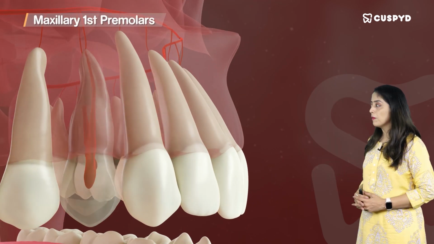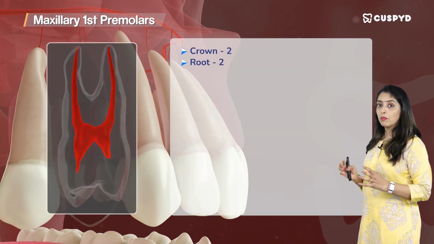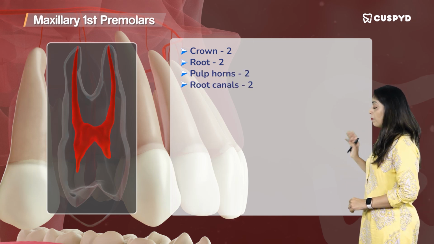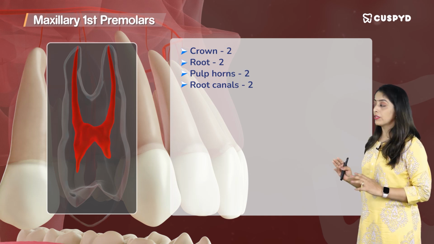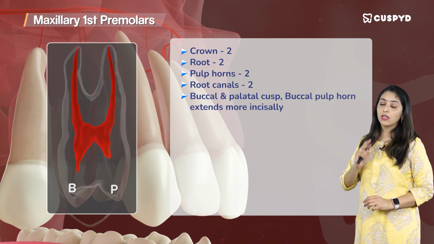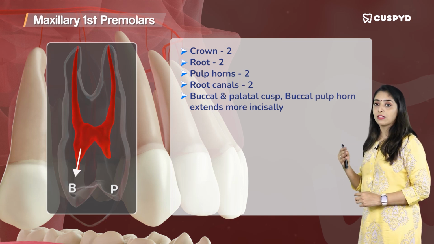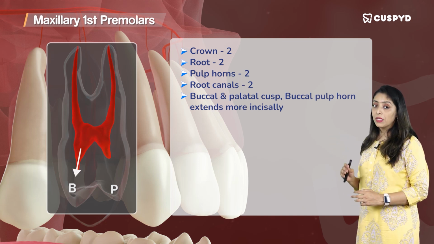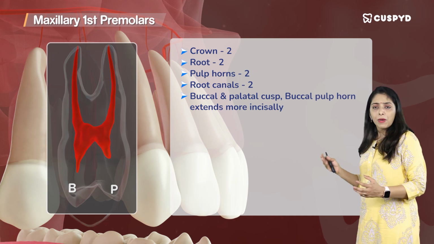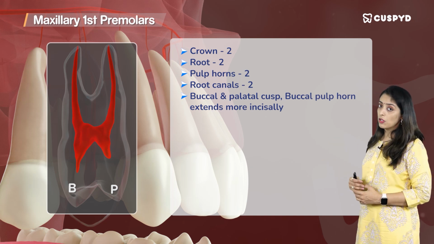The maxillary first premolar. So, the permanent maxillary premolar has two cusps and two roots. So, similarly, the pulpal morphology will have two pulp horns and two root canals. The pulp horn is in the form of two horns, each in one cusp. So, you have the buccal cusp and the palatal cusp both having one pulp horn. The buccal pulp horn tends to extend more incisally as compared to the palatal one, meaning the buccal horn is going to be higher up into the cusp as compared to the palatal. The palatal cusp definitely is smaller than the buccal cusp also. So, that is why the pulp horn also is at a lower level.